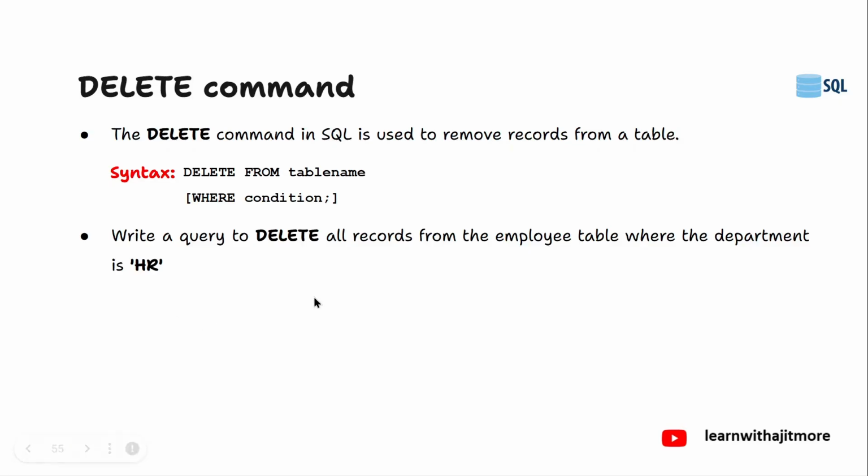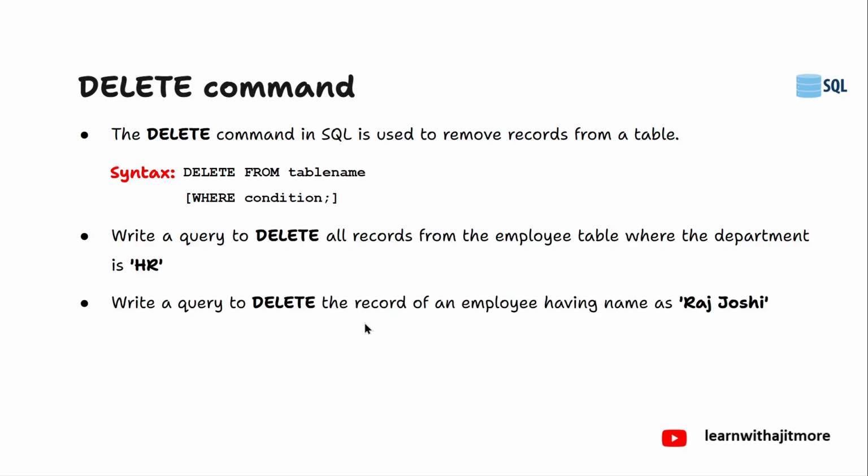Okay. Now, example: write a query to delete all records from the employee table where department is HR. So suppose you're told HR department is getting closed, suppose. So I want to delete all the employees from that HR department. Correct? So you can issue the command like this: delete from employee where department equal to HR.